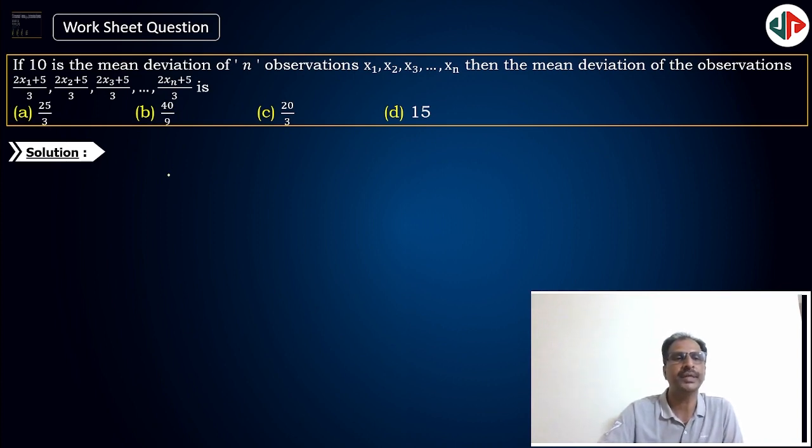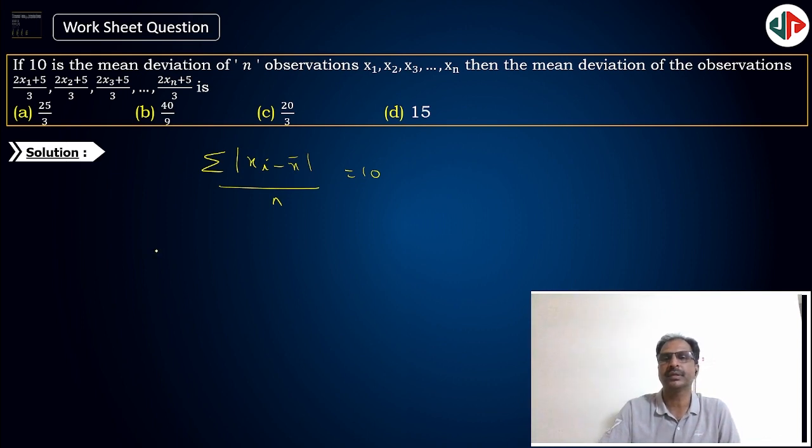Next, the mean deviation of n observations, that is sigma mod of xi minus x bar by n, is given as 10. Now the question is the mean deviation of observations 2x1 plus 5, 2x2 plus 5, and so on. For that, tell me the new mean. What will be the new mean?